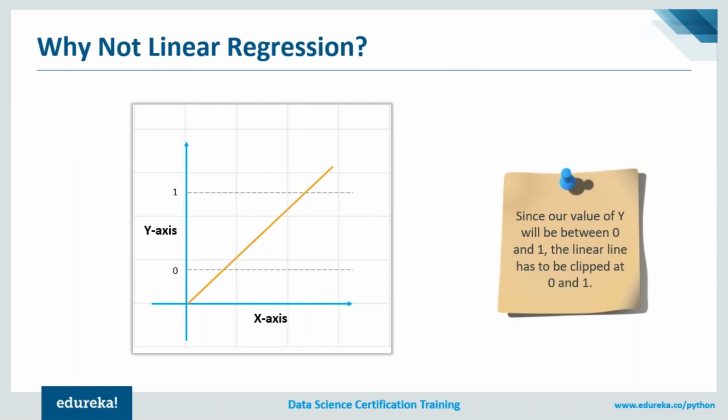Here, since the value of y will be between 0 and 1, the linear line has to be clipped at 0 or 1. Here, when we see the linear regression, it passes through it. But our value for logistic regression should be between 0 and 1. So your line has to be clipped either at 1 or at 0, and then we have to proceed.